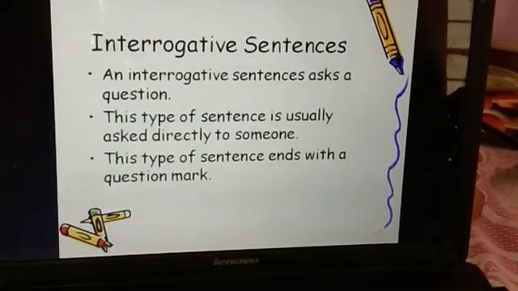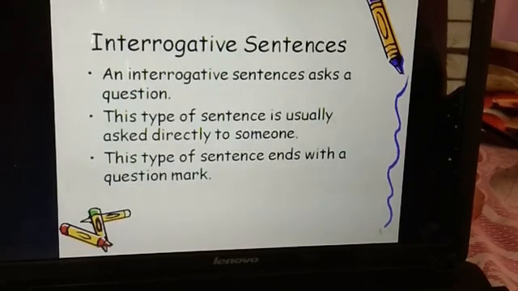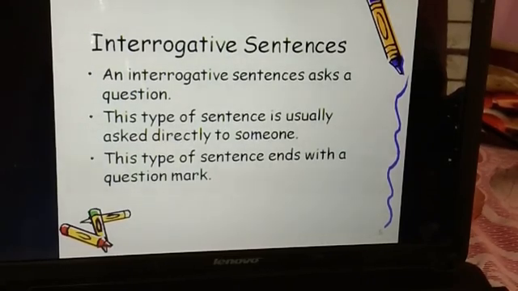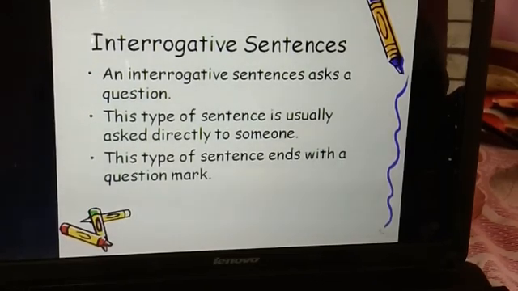Next, the second kind of sentence is the interrogative sentence. Interrogative sentences ask a question. This type of sentence is usually asked directly to someone. This type of sentence ends with a question mark. So, whenever we ask something, we call it an interrogative sentence, and this type of sentence ends with a question mark.